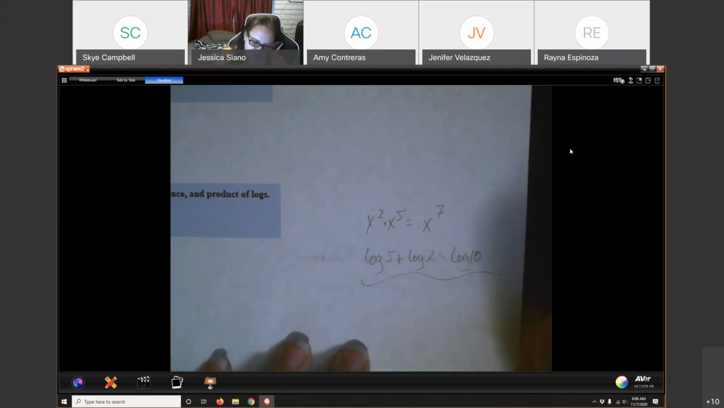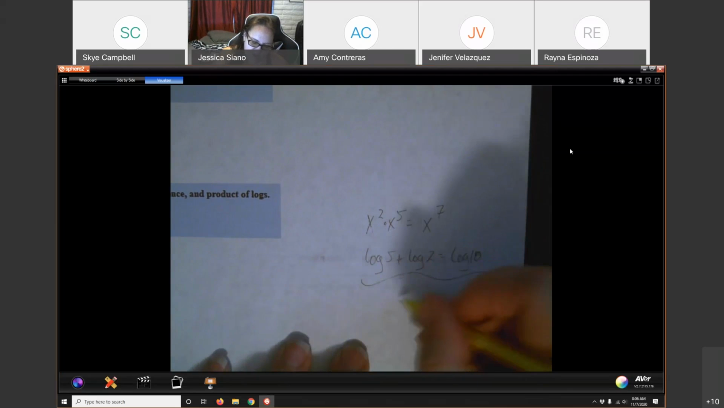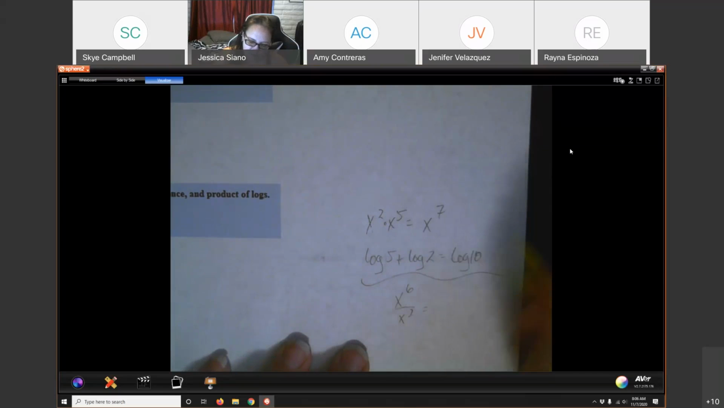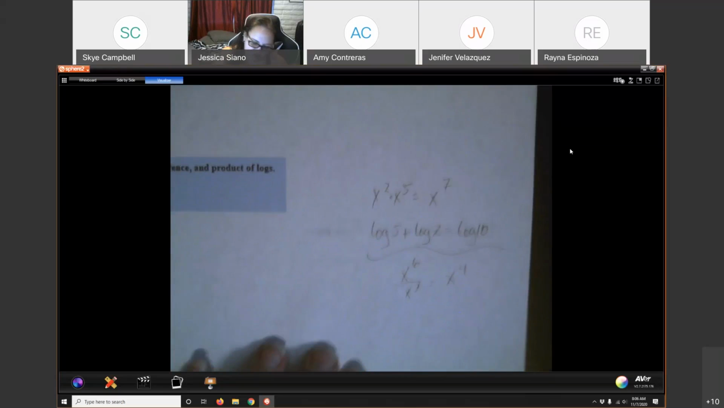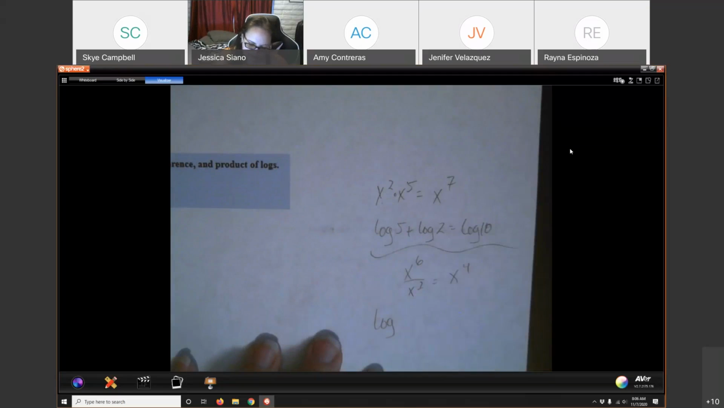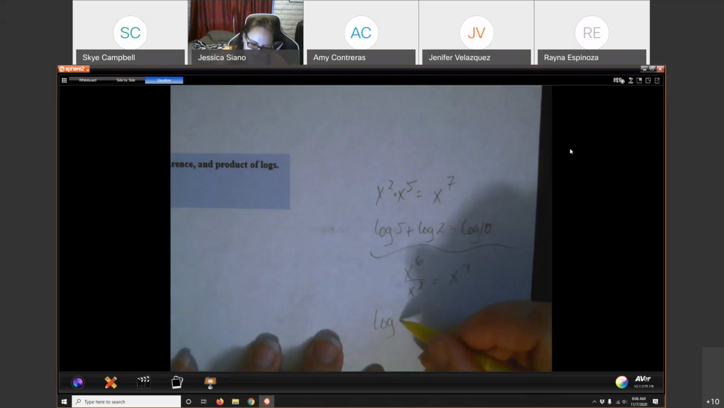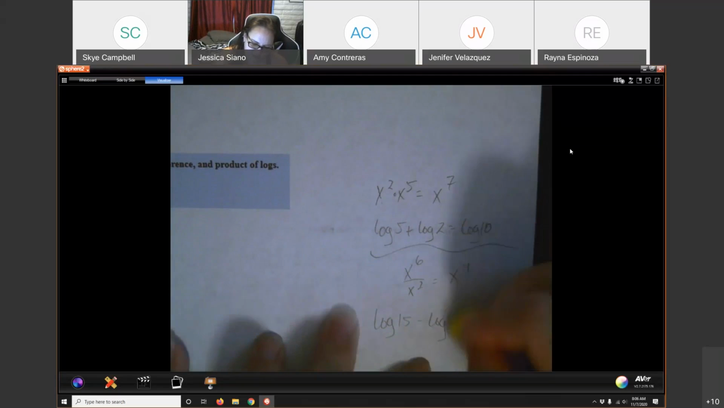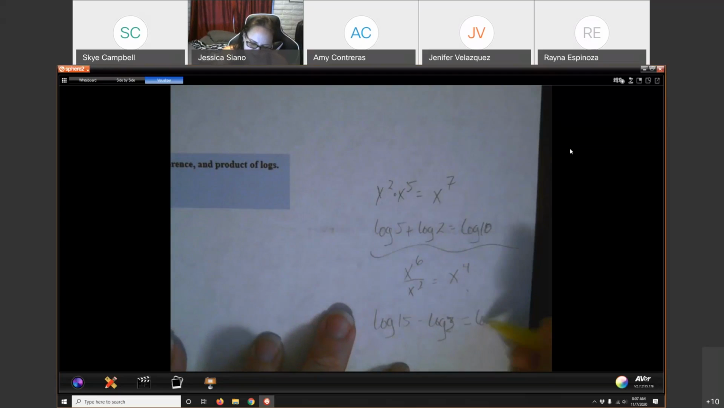And so the division rule functions in much the same way. x to the 6 over x to the 2. In order to put these together, when you divide, you subtract. And with logs, in order to put these together, log of, I don't know, 15. When you subtract, you divide.